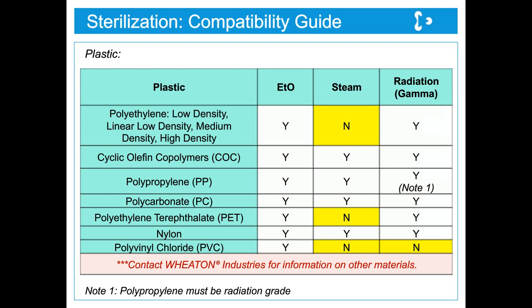Now, if you look at steam, you can see your polyethylenes, your PETs, and your PVCs are not compatible with steam sterilization due to their lower melting points. So if you put these materials in an autoclave, you can cause them to degrade over time. Lastly, specifically with gamma irradiation, polyvinyl chloride, PVC, will have a color change. So that's something we need to take note of as well when you're selecting a sterilization method.